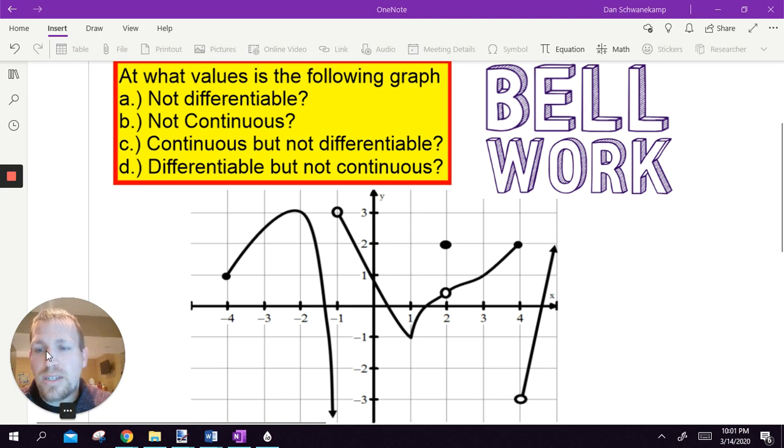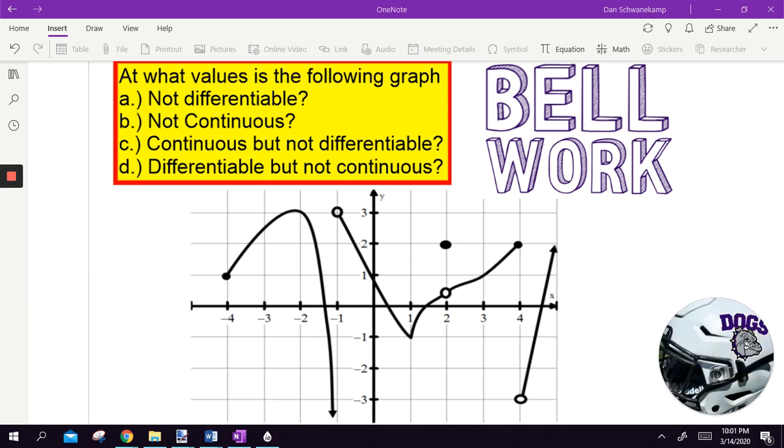Let's look at this graph. You don't need to see my face this whole time, so I'm going to change it to this little icon right here. That way it doesn't record my face because that's weird.